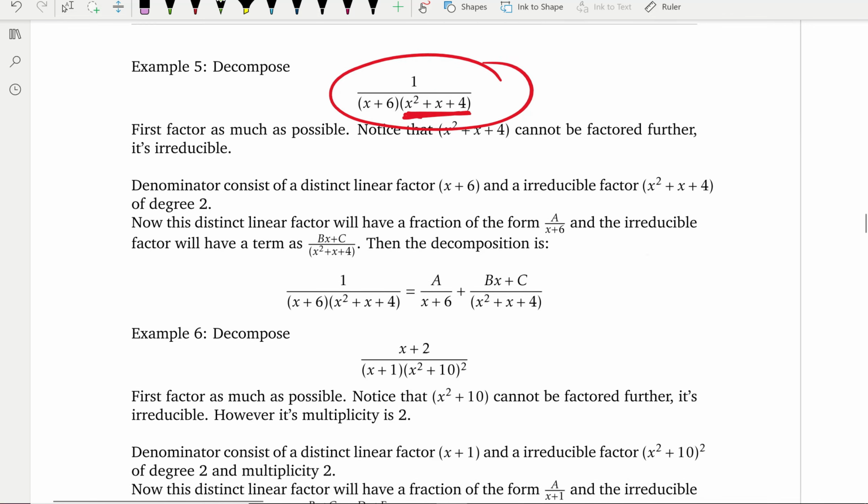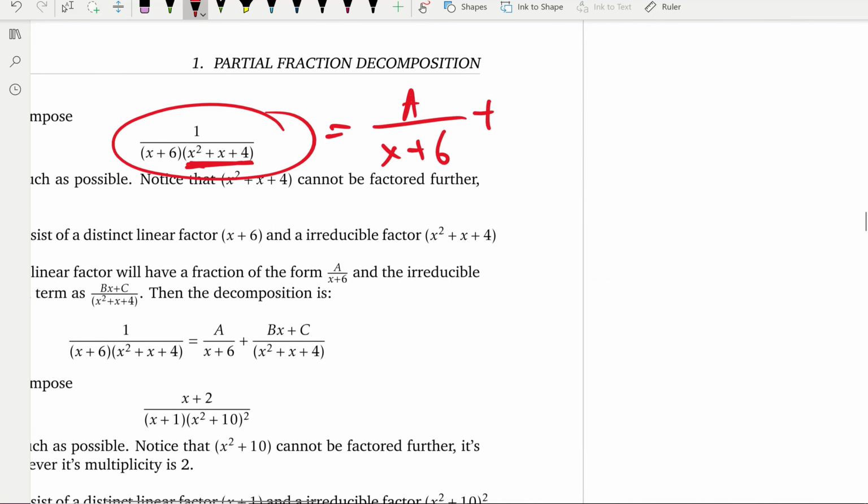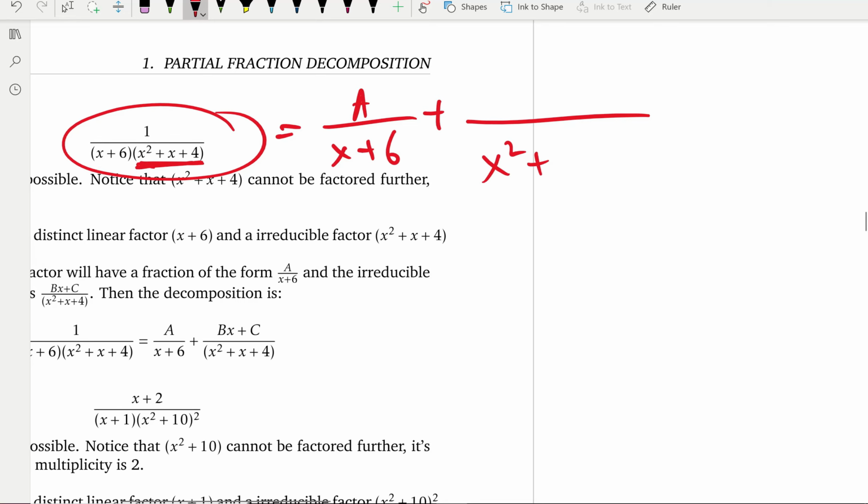All right, so now you write the decomposition. So for x plus 6, it's A over x plus 6. For x squared plus x plus 4, what is the numerator? This is a second degree polynomial, 1 less than that, Bx plus C. Okay, that's it. That is the decomposition.